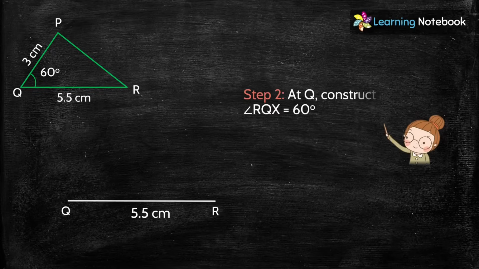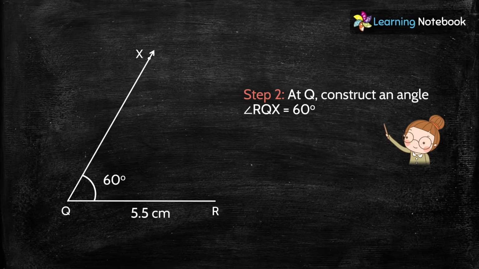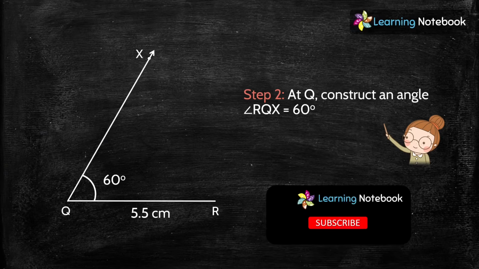Now look at the rough sketch. We have to draw angle Q equals to 60 degree. So in step 2, take the protractor and place it on point Q. Then at Q, we will draw QX, which makes an angle of 60 degree with QR. Now mark the measurement of this angle as 60 degree.